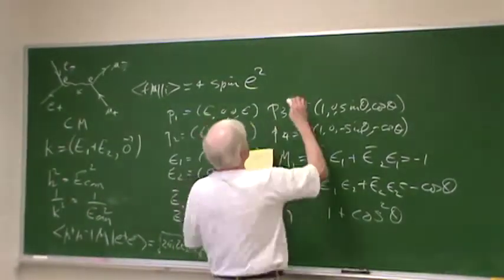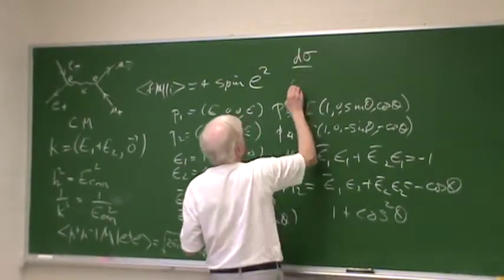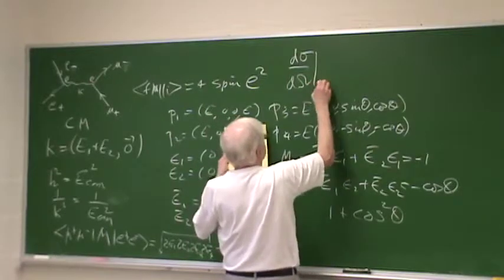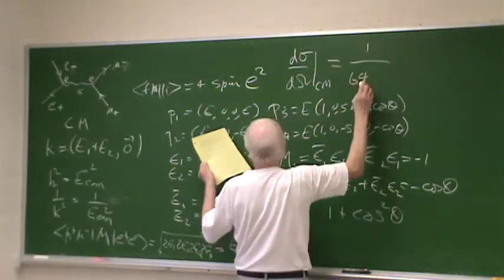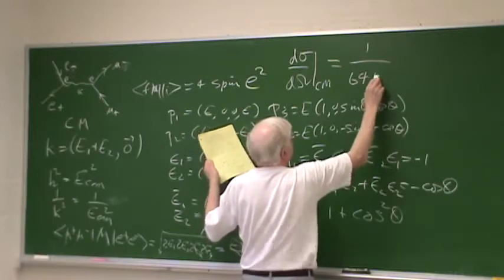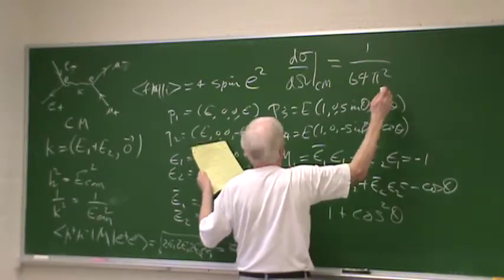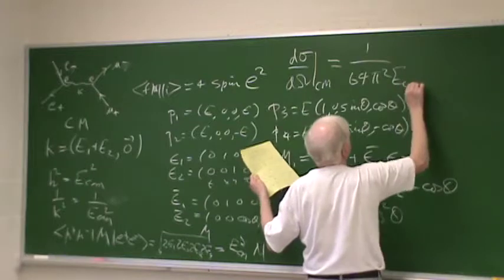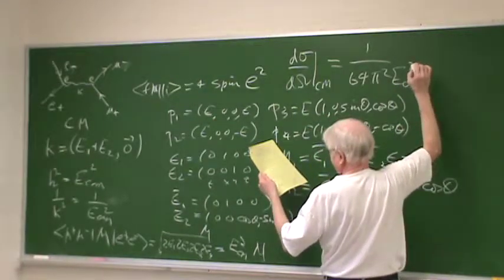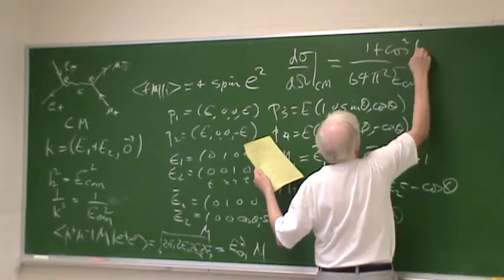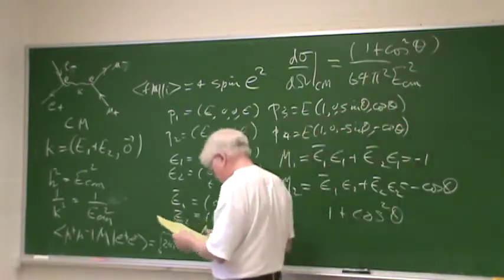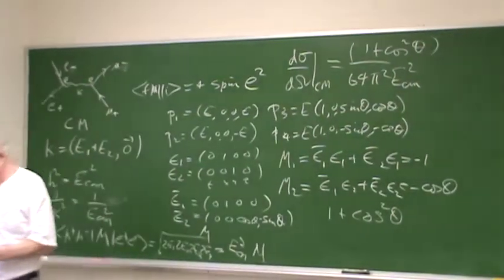So altogether, what we get is 1 plus cosine squared theta, and altogether the cross-section turns out to be d sigma d omega equals 1 over 64 pi squared E center of mass squared times 1 plus cosine squared theta. So that's the leading order cross section.